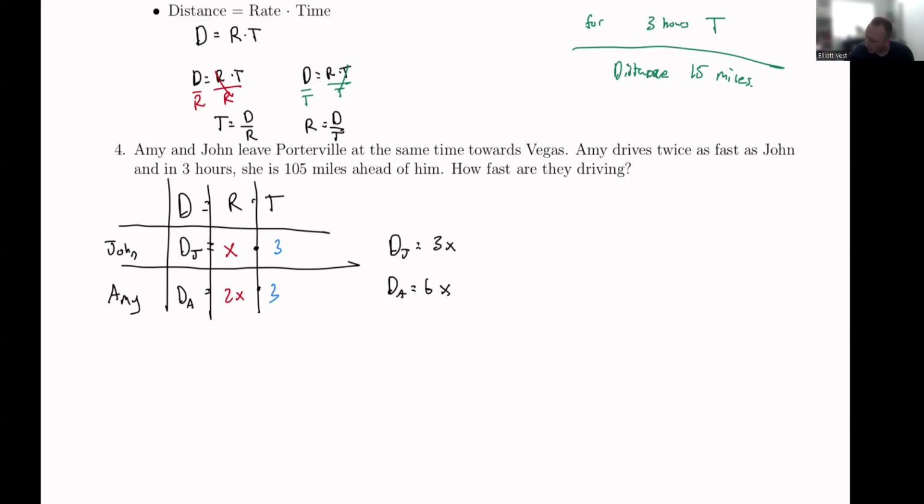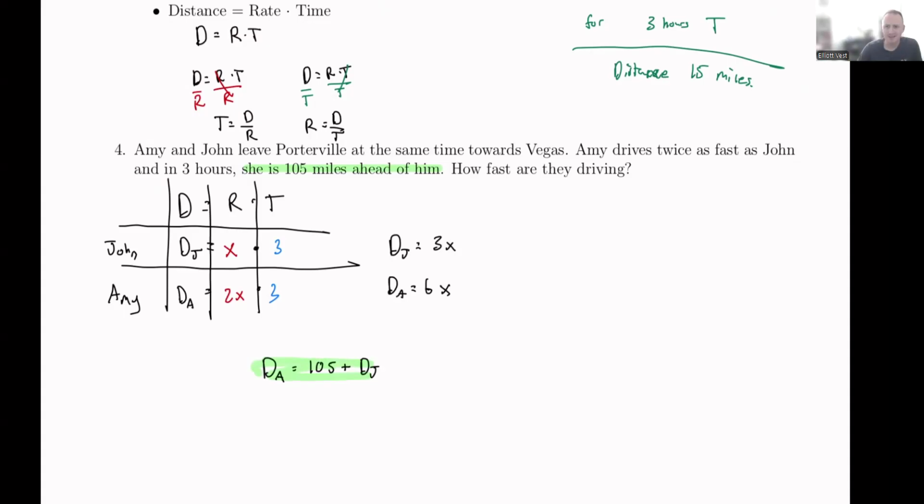Now we're going to add one more piece of information. Amy has a distance of 105 miles ahead of him. How do I write that as an equation? I have Amy's distance is 105 miles more than John's distance. That is what that small sentence gave us, another equation here.